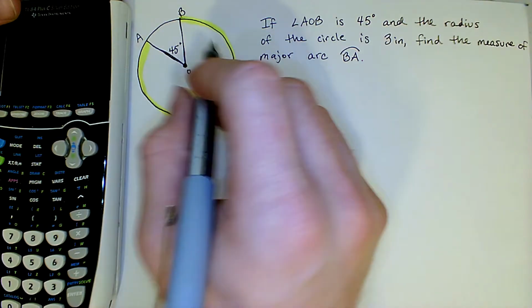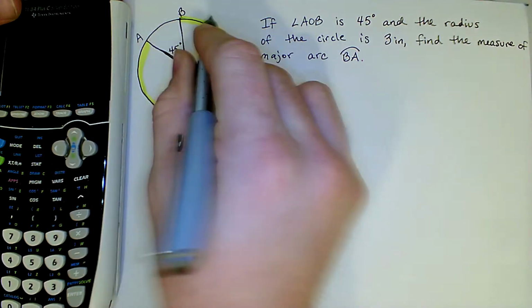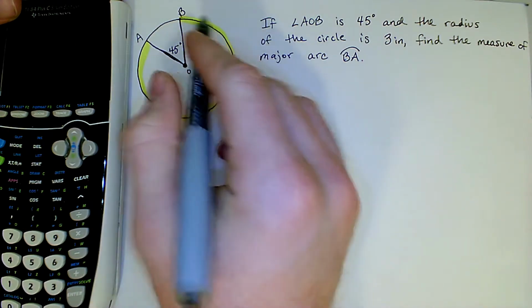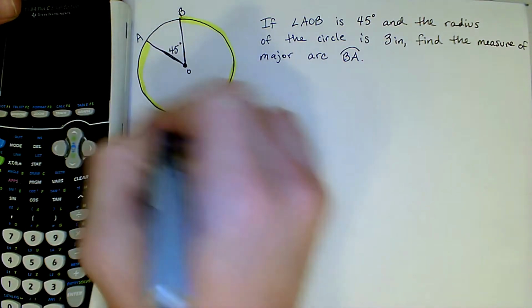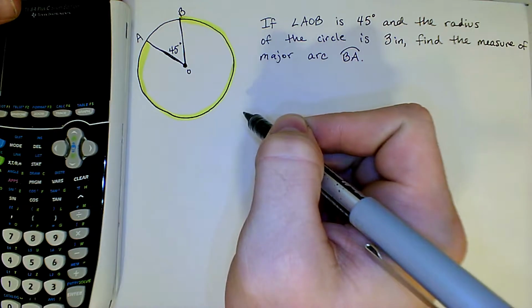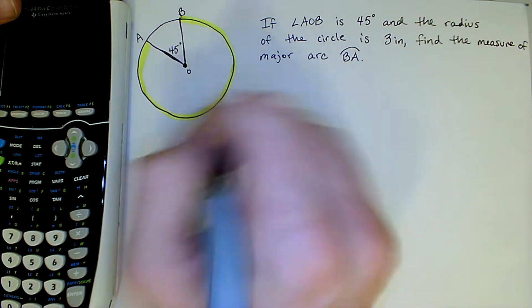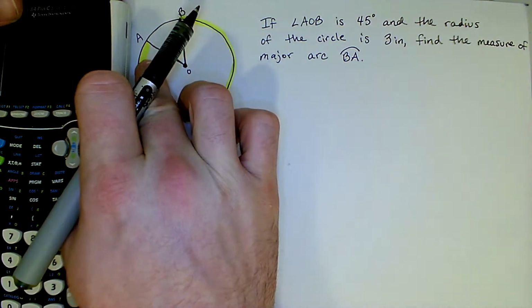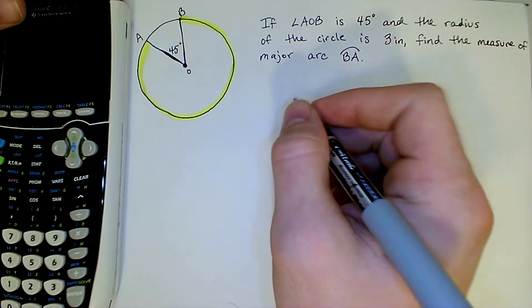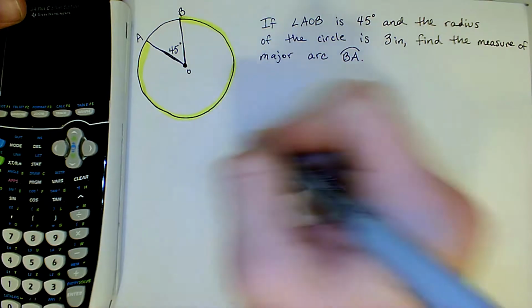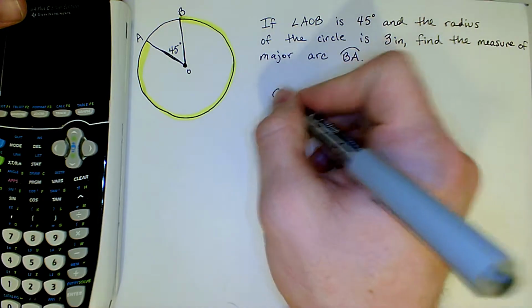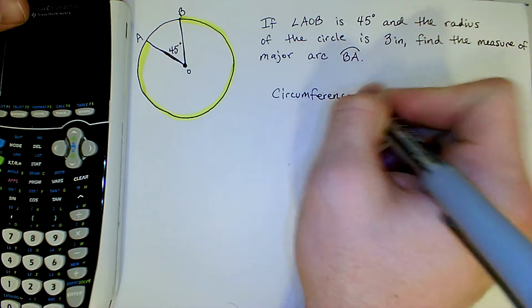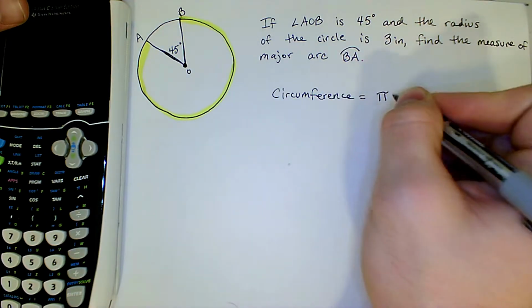If you haven't watched it yet, I would recommend watching it first. But you're still using the circumference of the entire circle and setting up a proportion to find not the circumference, you're finding the arc length of just the major arc that's around the circle. Okay, so it's a proportion from the entire circumference to just the piece that's around the major arc. So what we're going to do is find the circumference of the entire circle first, and circumference is pi times diameter.